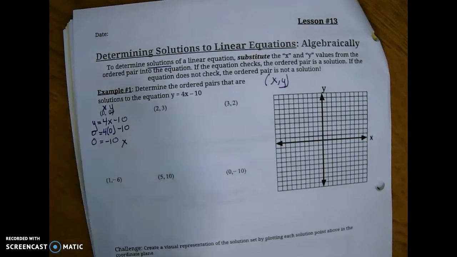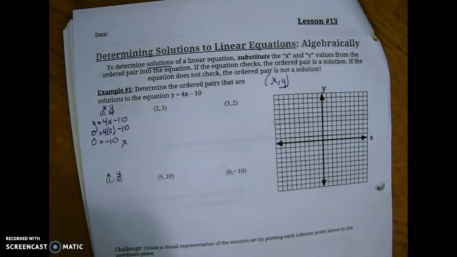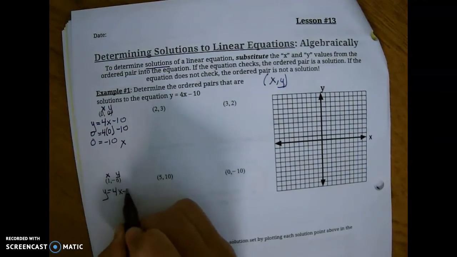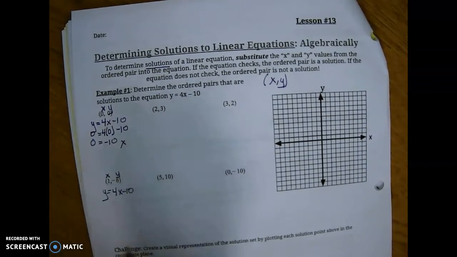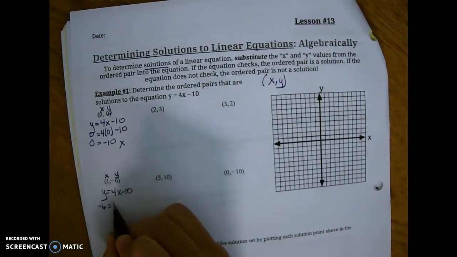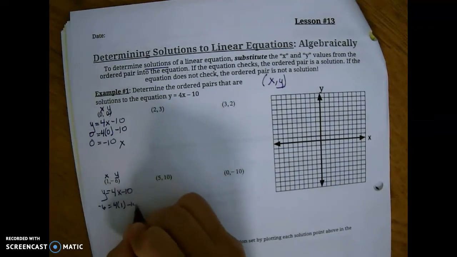Let's take a look at another point. x comma y, so x is 1 and y is negative 6. We want to plug this into our original equation, y equals 4x minus 10. So in place of y, what should I substitute? Hopefully you said the number negative 6. We want to know if that's equal to 4 times x. Well, what's x in this ordered pair? The number 1, minus 10.